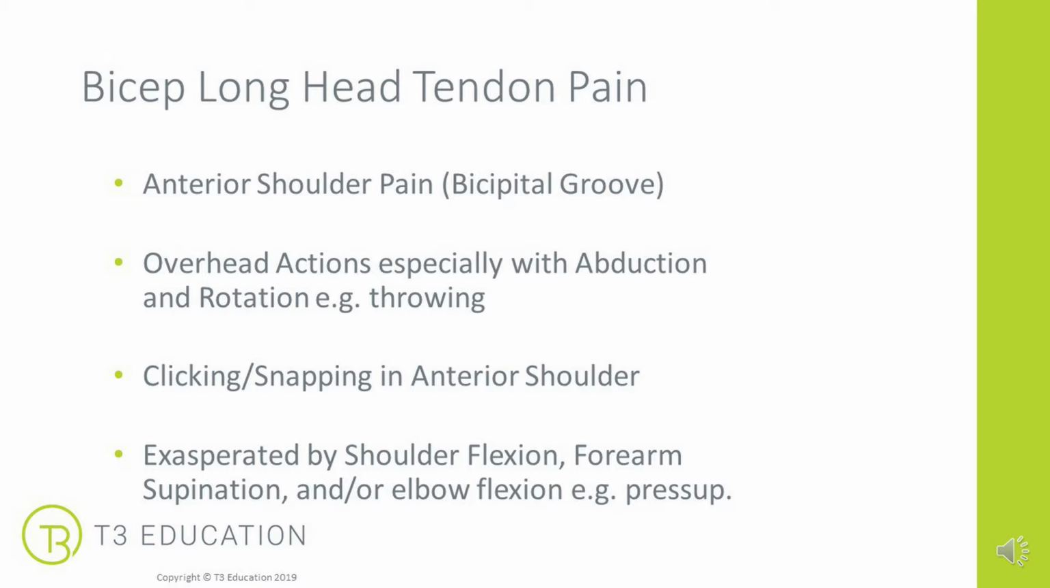Sometimes they'll also report a clicking or a snapping at the front of the shoulder. And they find that when the shoulder is involved with forearm and elbow movements, that can make things worse. So for example, press-ups, where we're going through a level of supination at the forearm, flexion at the elbow, and also movement at the shoulder.